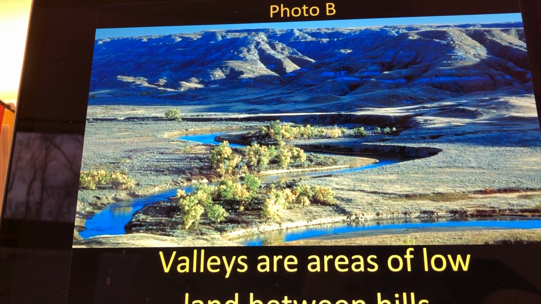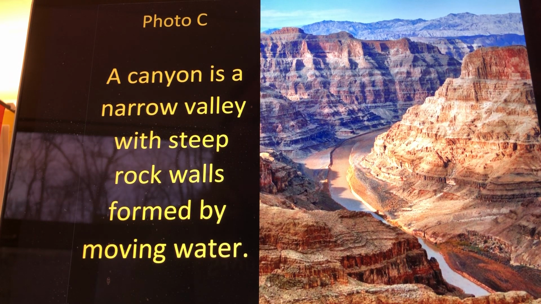And we have one more, so this is a valley. And then photo C, this looks like the Grand Canyon in Arizona. A canyon is a narrow valley with steep rock walls formed by moving water. So you have that river, the canyon. Look at the way the rock has been cut away by glaciers probably in the past. So pretty to look at.